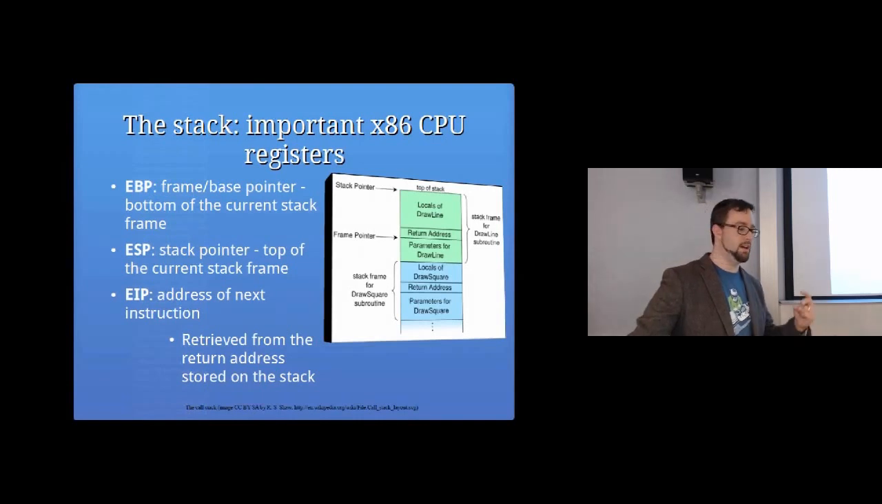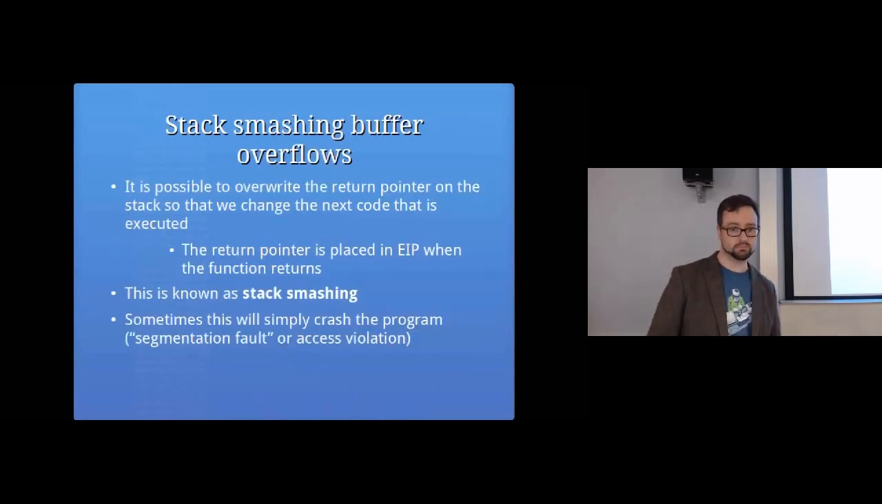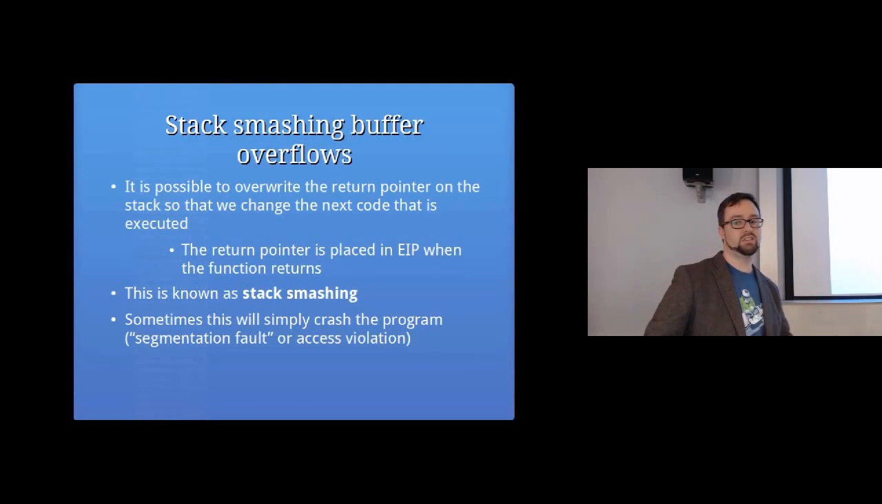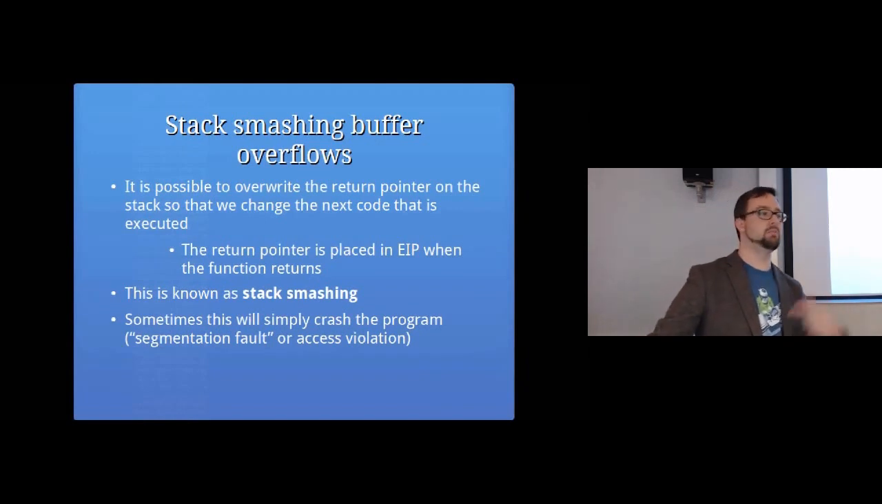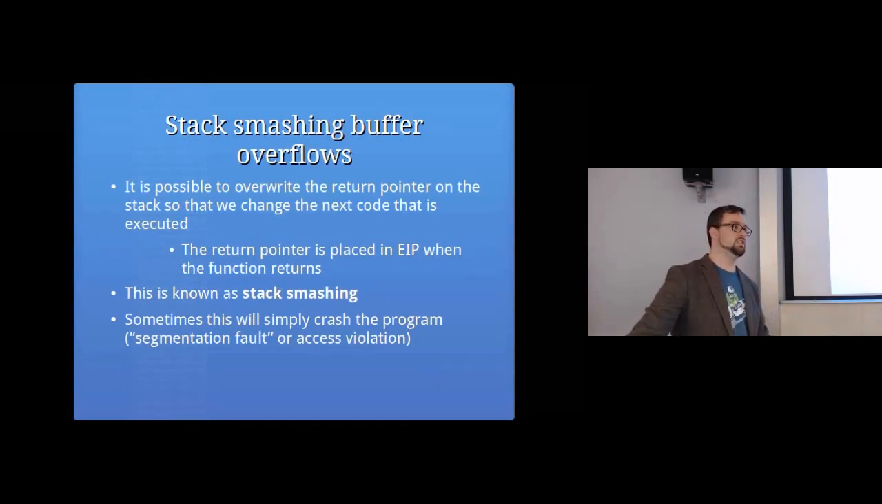Each time a function ends, the return address comes off the stack and gets loaded into the CPU. Those are the main things you need to understand what I'm just about to talk about. Because we can overwrite the return pointer on the stack, and the EIP comes from what's on the stack when the function returns, we can change where the CPU is going to try to jump next. That is known as stack smashing.